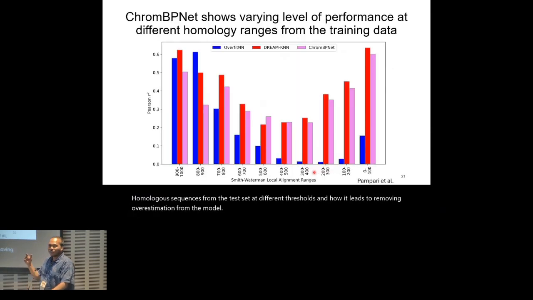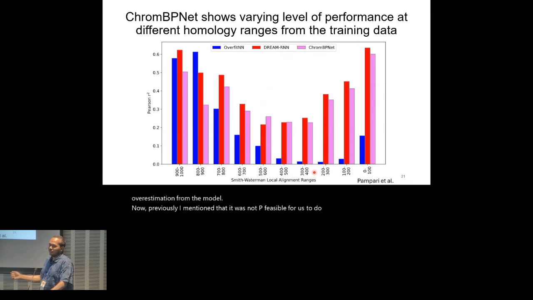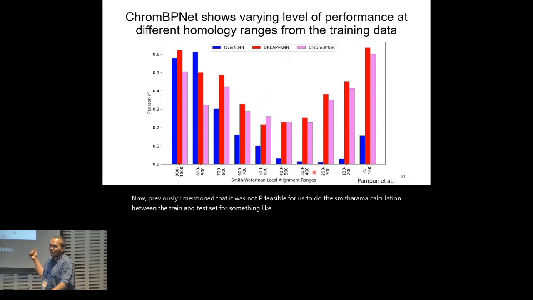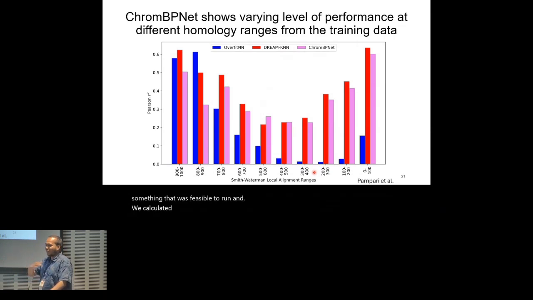Now, previously I mentioned that it was not feasible for us to do the Smith-Waterman calculation between the train and test set for something like ChromBPNet, because I calculated it would have taken something in the range of 50 CPU years. But with HashFrag, it was feasible to run. And we calculated the Smith-Waterman alignment score between the train and test set for one of the folds of ChromBPNet.